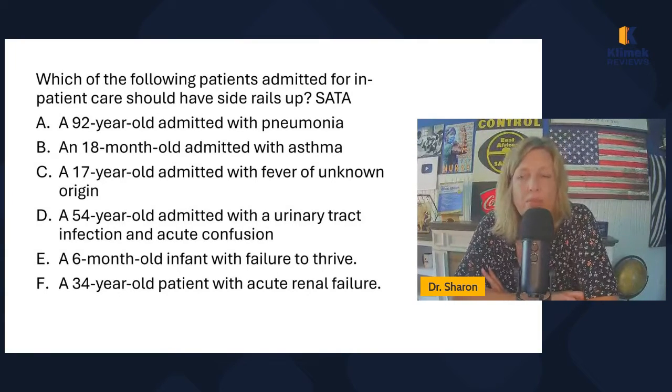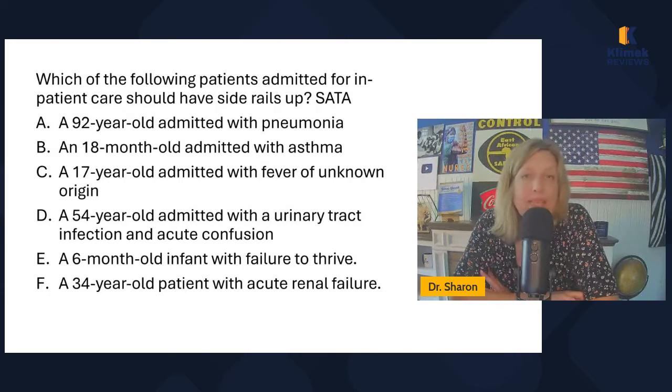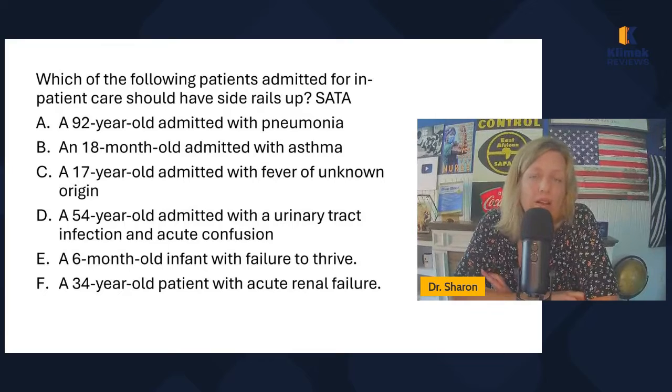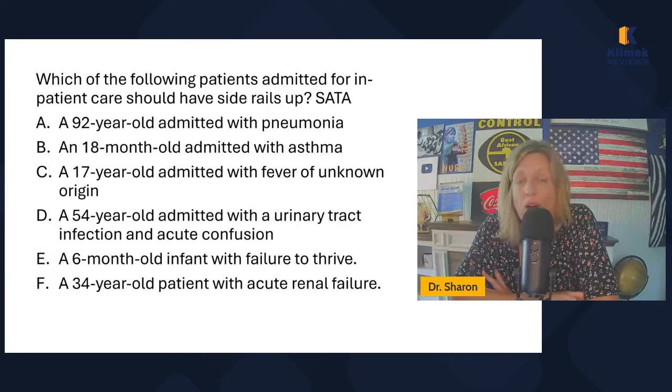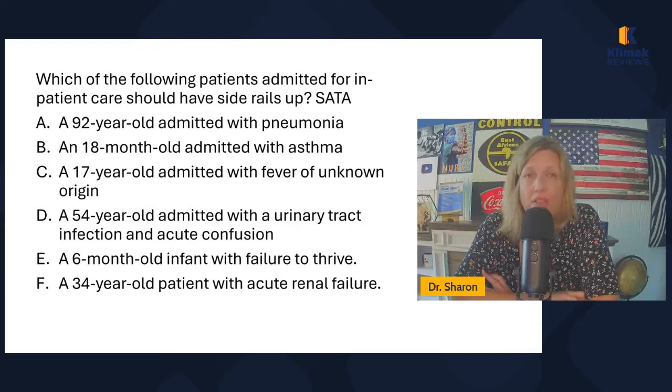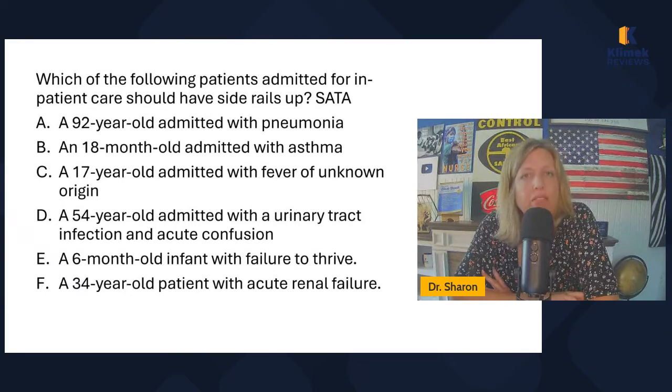An 18-month-old admitted with asthma. Okay, the asthma doesn't make them at risk for falls, but the 18-month-old does. Y'all, if they're an 18-month-old in the hospital, they could be climbing around. They could be climbing out of bed. I don't know how well they can walk and so forth. So a young child, not like a 5-year-old necessarily, but a young child should have their side rails up.